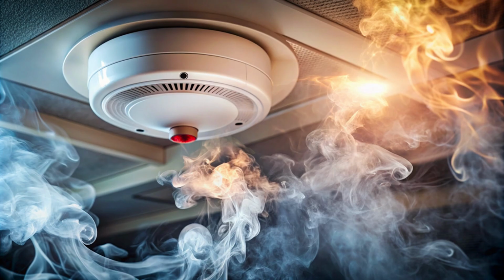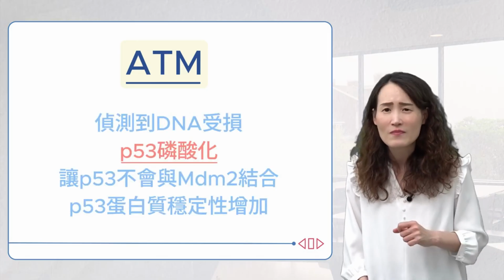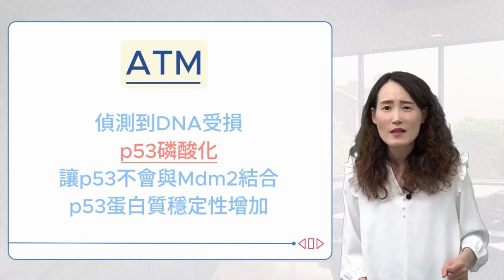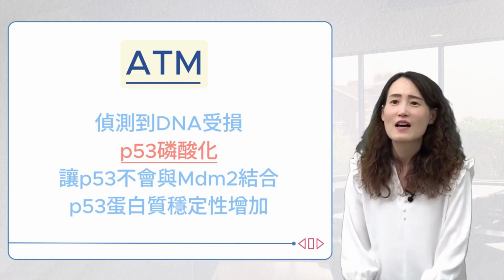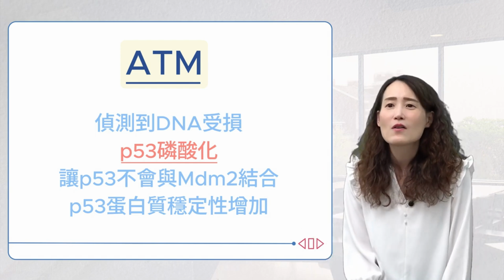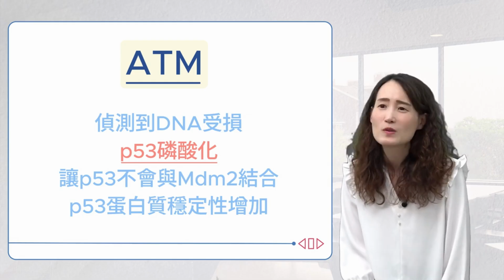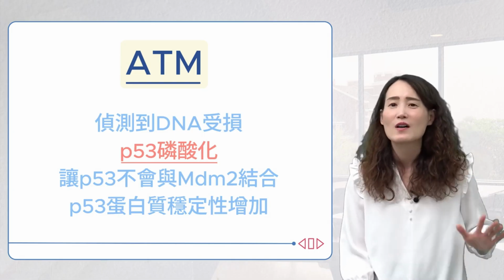When it senses smoke, it indicates a possibility of fire. ATM acts as a detector. When DNA is damaged, it says, hey, my DNA is damaged. Quickly phosphorylate P53. That superhero must quickly transform. At this moment, P53 will not bind to MDM2. MDM2 is an oncogene that destabilizes P53. At this time, phosphorylated P53 gains stability, not binding to MDM2.